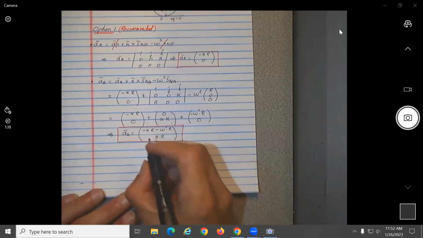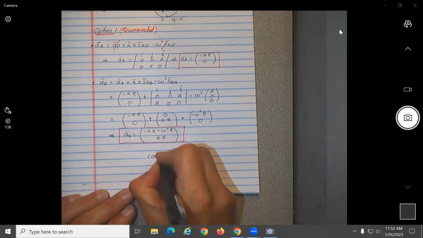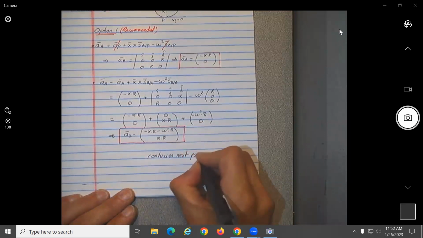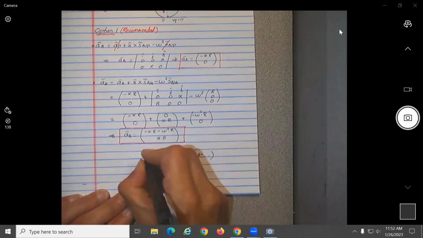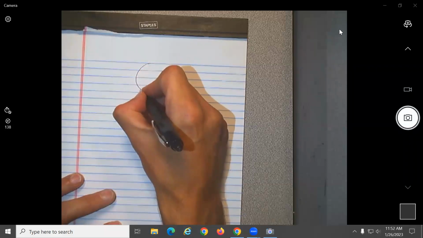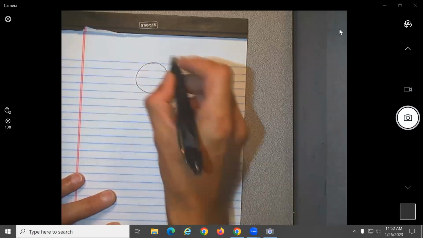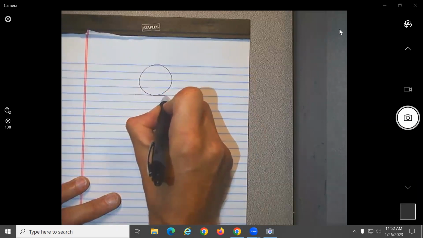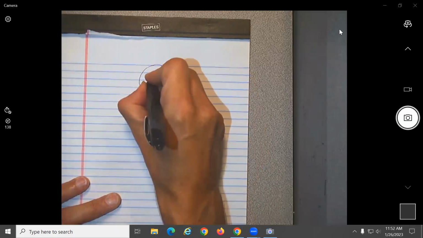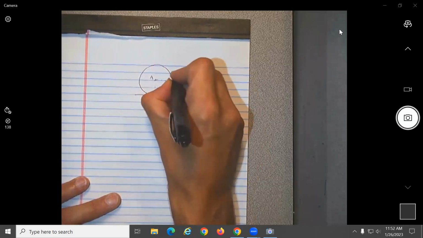All right, so now let's say continuous next page. All right, this time, let me redo a figure again. I like figures, as you can see. Things are a lot easier to understand. So this is point P, A, B, this is R.